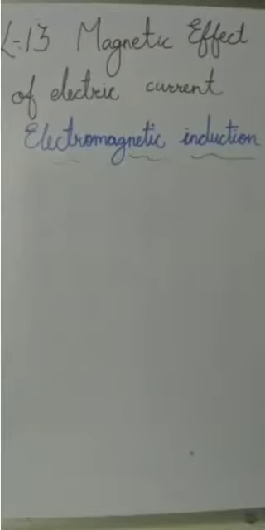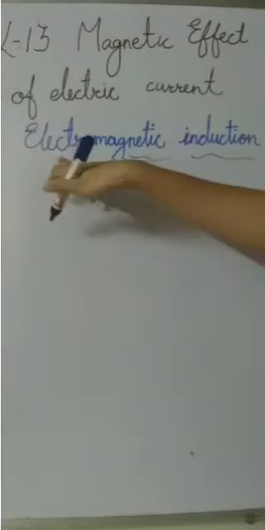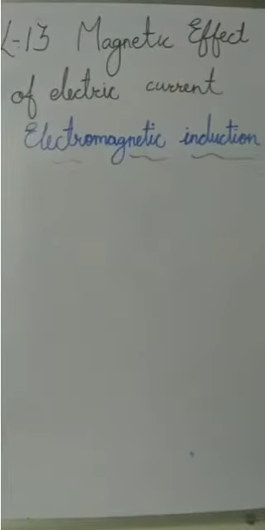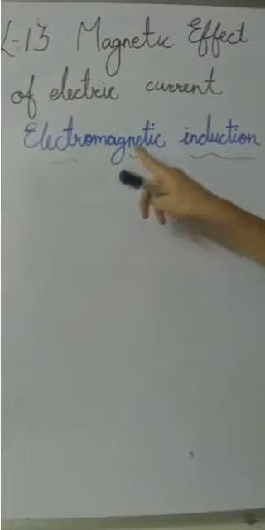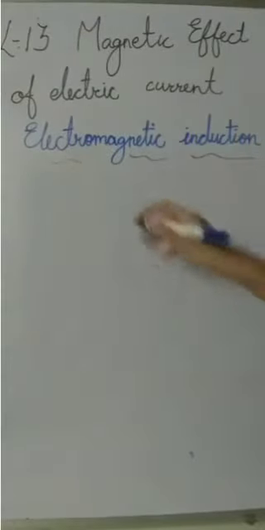Till now, we studied that when a current is passed through a conductor, it generates a magnetic field around it. The reverse of this, that is, the production of electricity with the help of magnetism, is known as electromagnetic induction. So, let's begin with our next topic, that is electromagnetic induction.